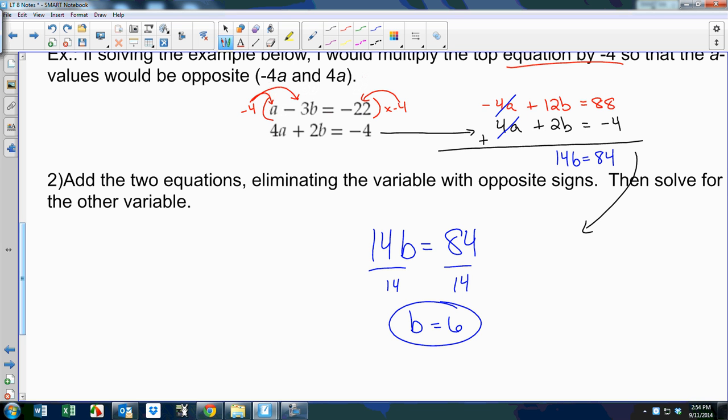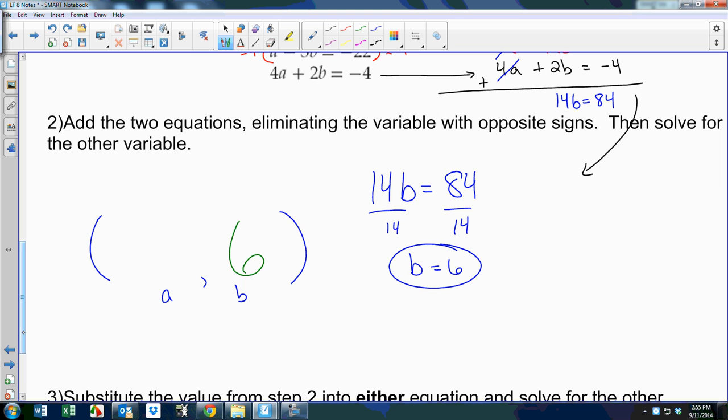All right, which means if we're getting a number, b equals 6, then our two equations, if graphed, would have crossed at one point. So our answer, which is in alphabetical order, a comma b, our answer is an ordered pair, and 6 is the value for b. So we've got one of the numbers.